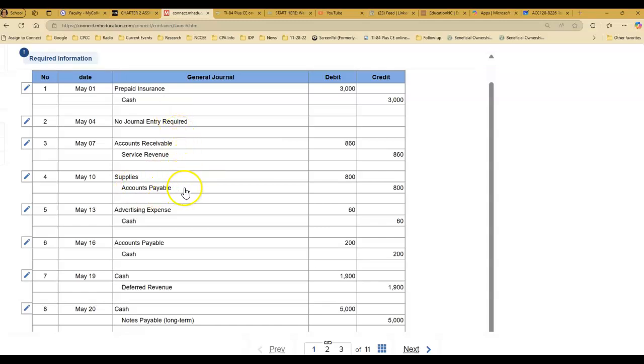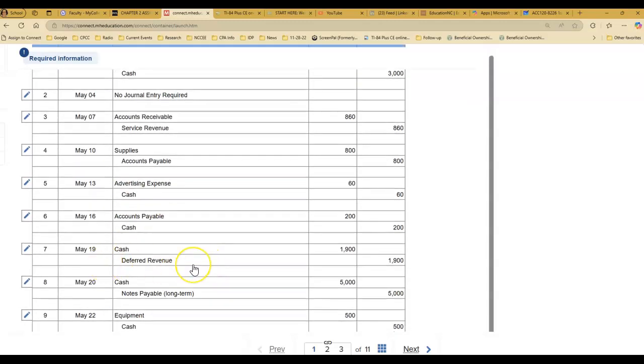Let's see. Supplies. Any adjustments there? Good. When we start using them, then we figure out how much we need to make an adjustment for. We'll do that in Chapter 4. So this whole conversation right now is a little bit of foreshadowing for Chapter 4. All right, advertising expense is fine.